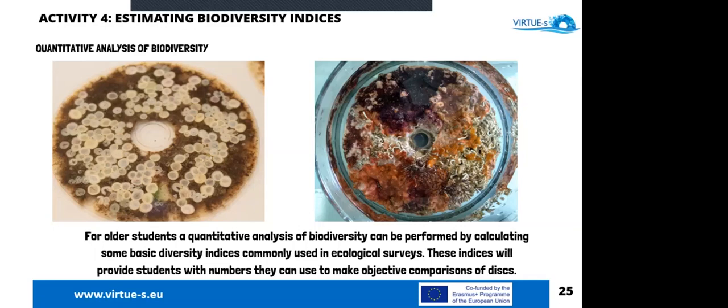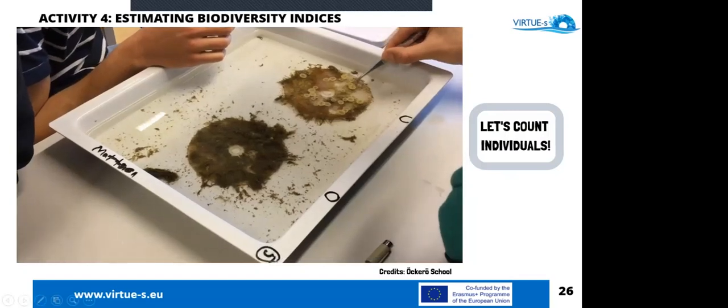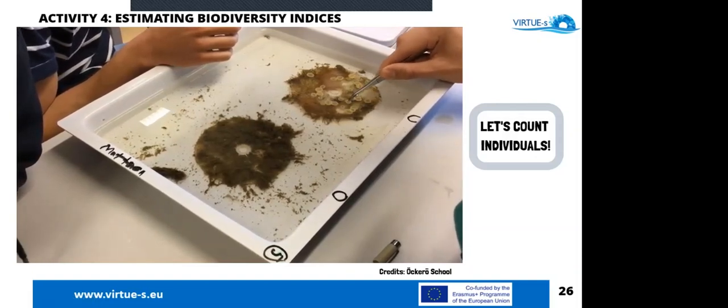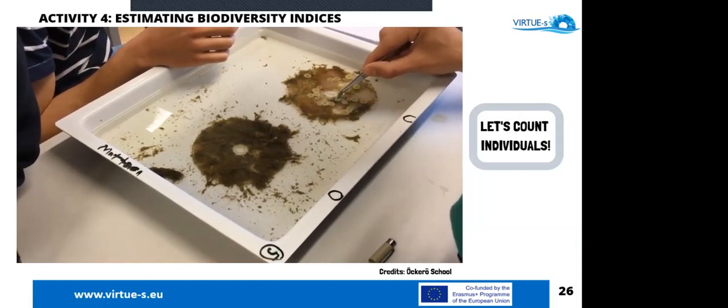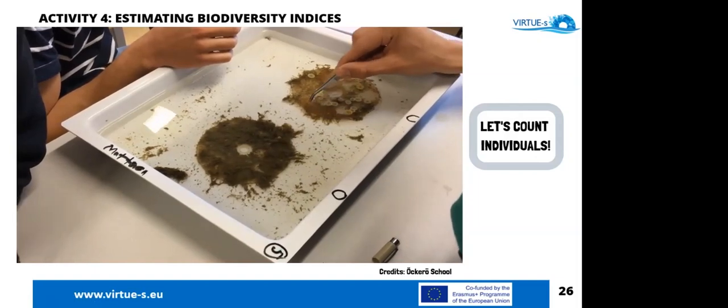So I'm not going to repeat them again, but I would like to summarize this activity and present you the teaching resources we prepared for you. Estimating biodiversity is all about counting, and here there is a video where we can see some students from Hocker School in Sweden performing a manual counting of barnacles on Virtues discs. We think that the counting of organisms is very engaging for the students, and also it is a good exercise.